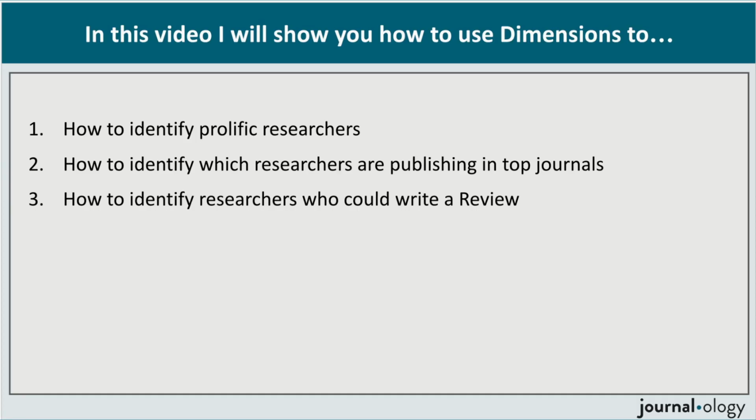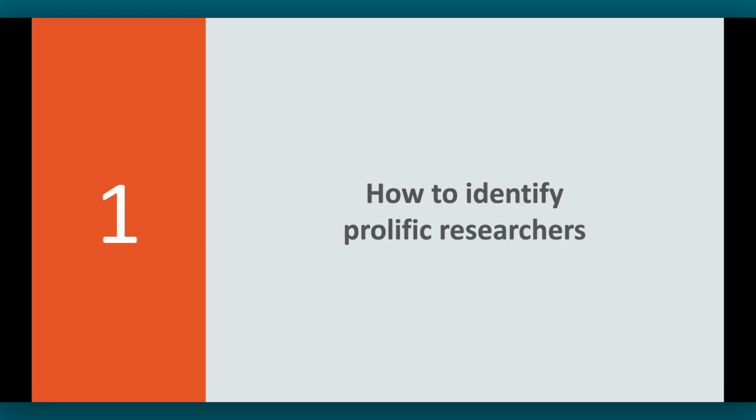This video is split into three sections. I'm going to kick off by showing you how Dimensions can be used to identify prolific researchers, highly cited researchers. We'll then talk through how to identify researchers who are publishing in competitor journals, but not yours. If you're not already doing this, you're probably missing a trick, and I think you'll get a lot of value out of that section. And then finally, we'll discuss another common use case, deciding who to commission to write a review article. Let's kick off by using Dimensions to identify prolific researchers.